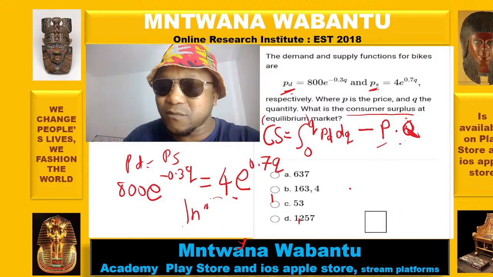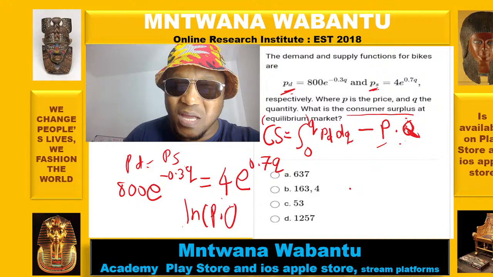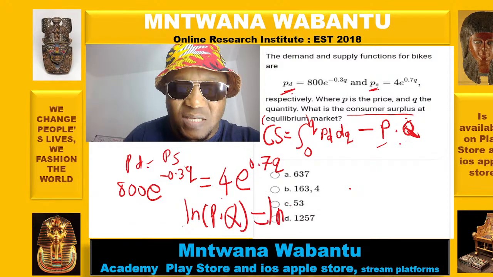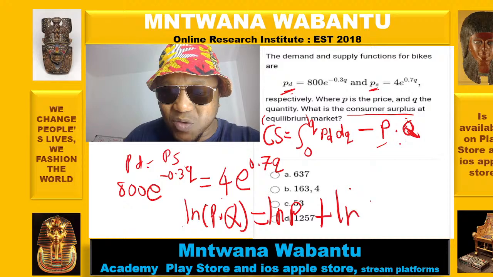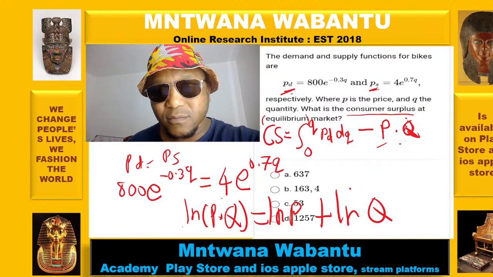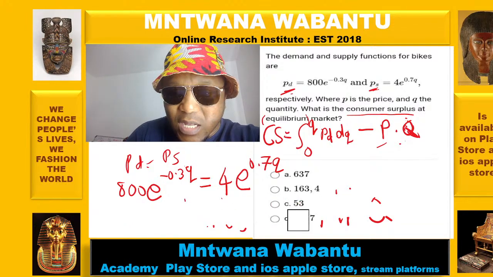But if it's multiplication, you add. Means if it's P times Q, ln of that is equal to ln of P plus ln of Q. Remember, there's multiplication here in between, so this is going to be plus ln of Q. Okay? One more example.